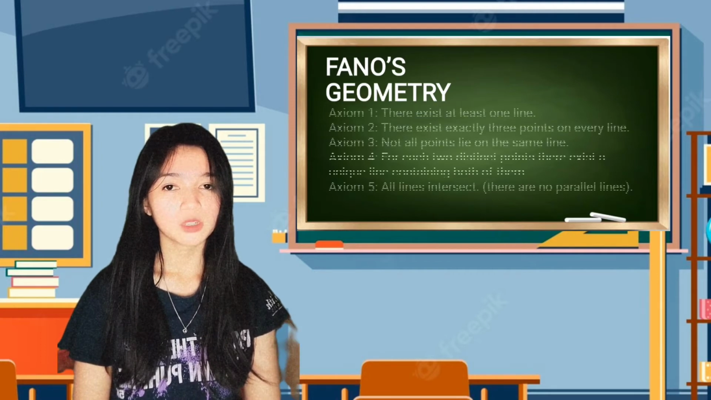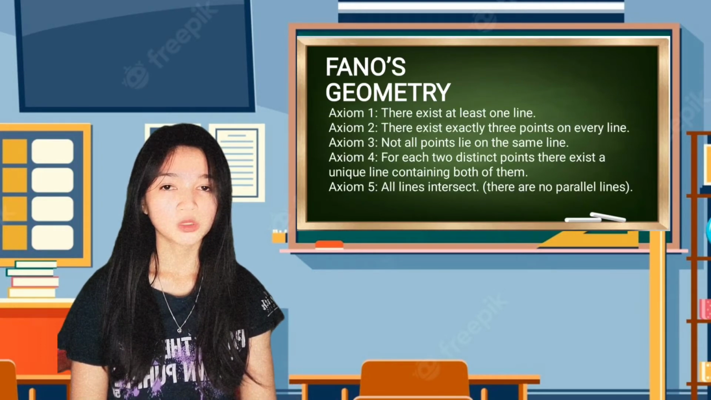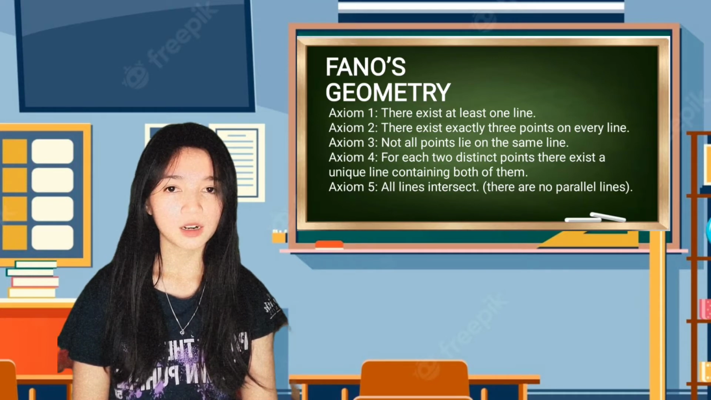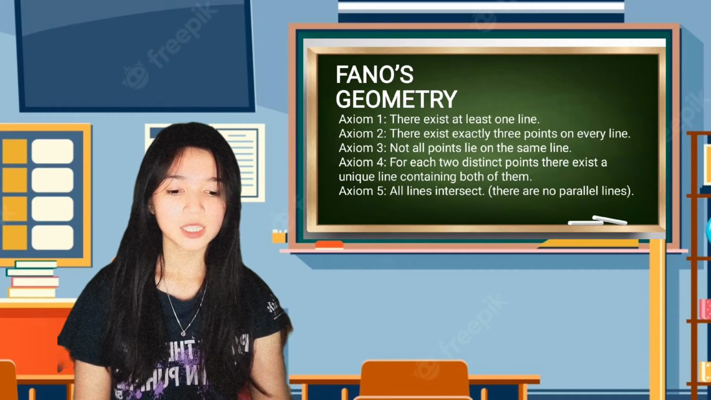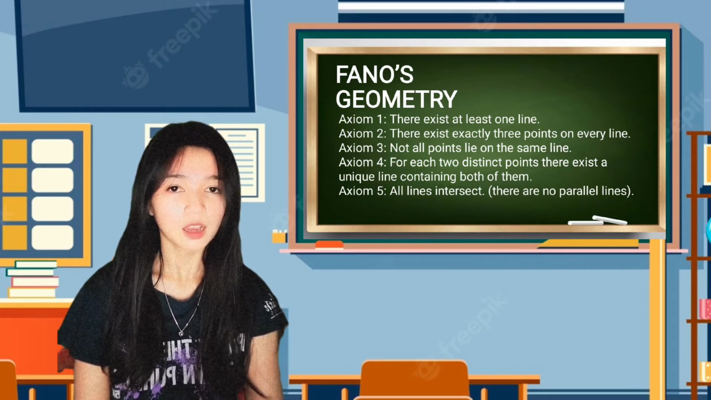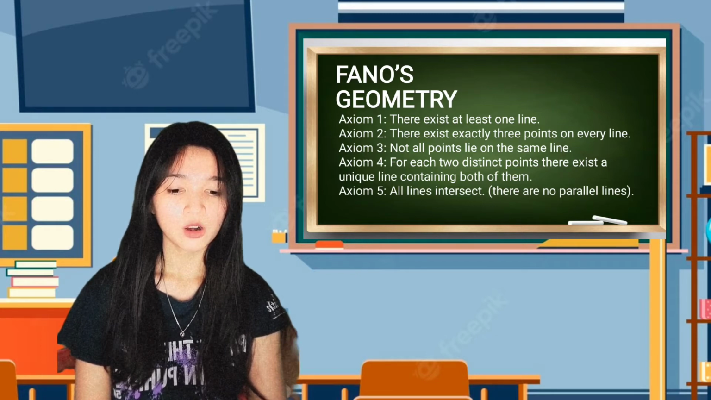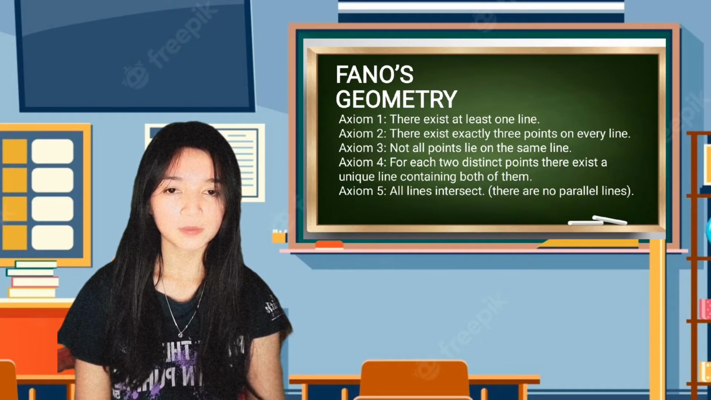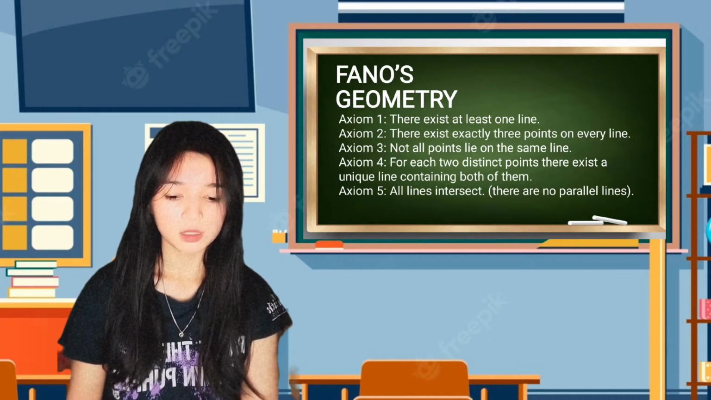In Fano's geometry, we have 5 axioms and 2 theorems. The axioms are: Axiom 1, there exists at least 1 line. Axiom 2, there exist exactly 3 points on every line. Axiom 3, not all points lie on the same line. Axiom 4, for each 2 distinct points, there exists a unique line containing both of them. Axiom 5, all lines intersect. There are no parallel lines. So today, we are going to discuss them one by one.